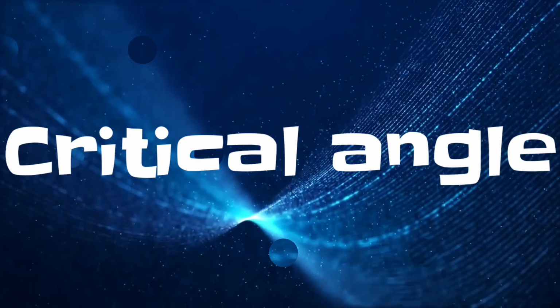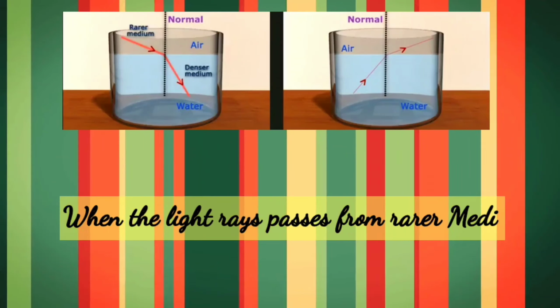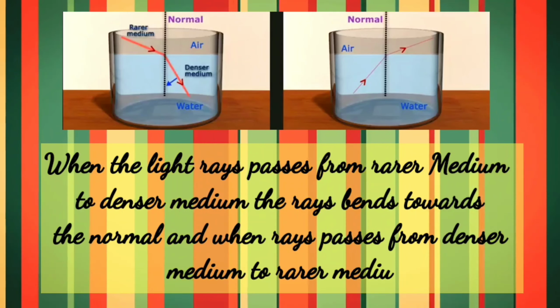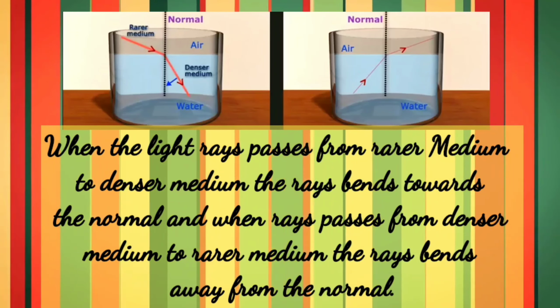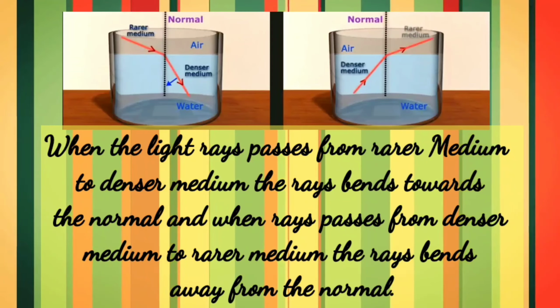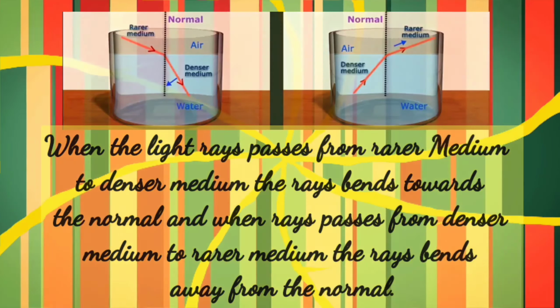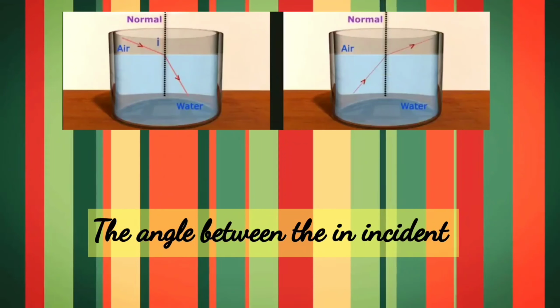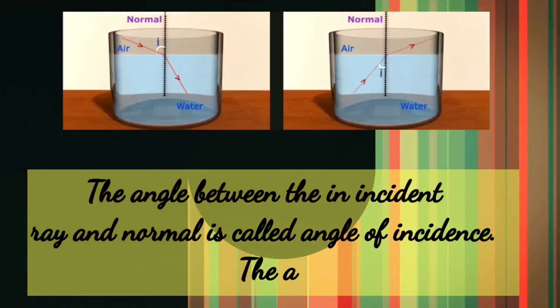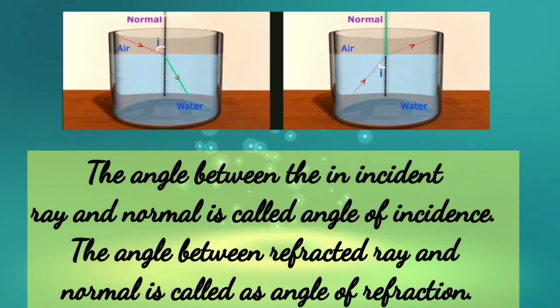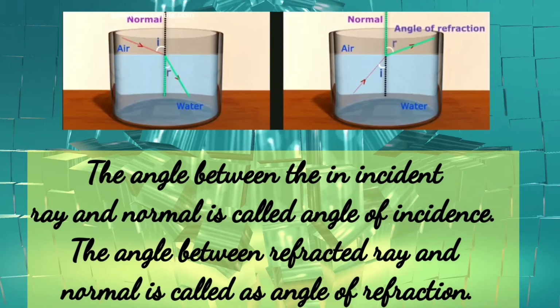What is critical angle? When light rays pass from a rarer medium to a denser medium, the rays bend towards the normal, and when the rays pass from a denser medium to a rarer medium, the rays bend away from the normal. The angle between the incident ray and the normal is called the angle of incidence, and the angle between the refracted ray and the normal is called the angle of refraction.